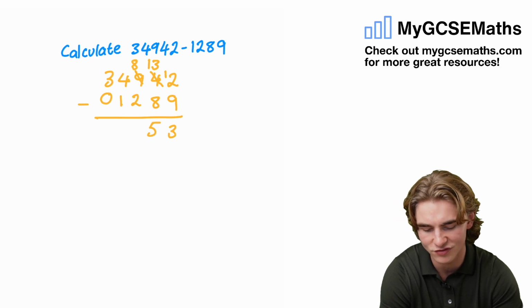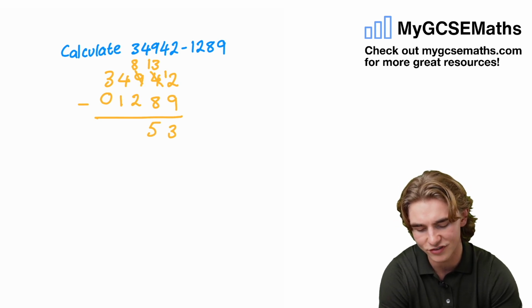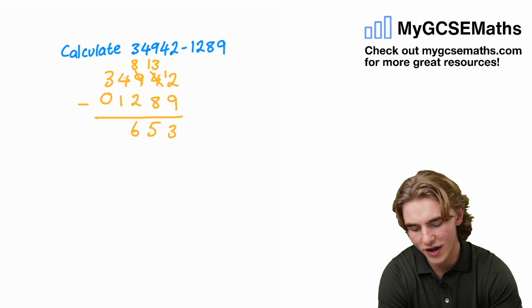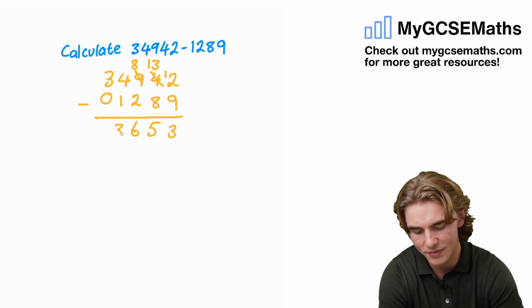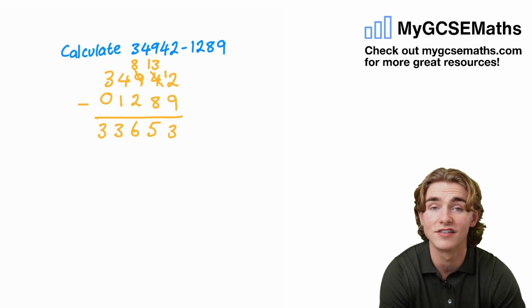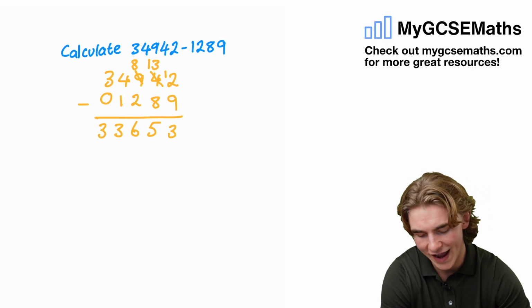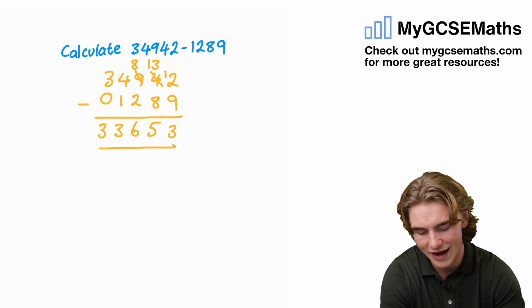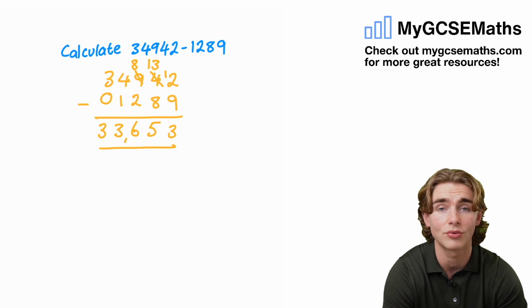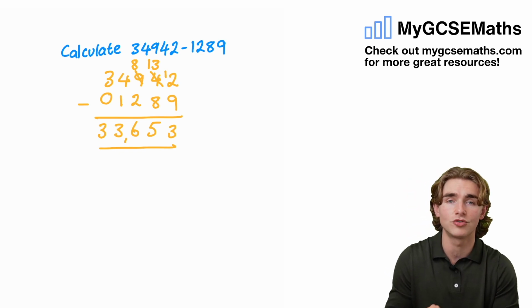A little bit nicer, this next one, 8 subtract 2, we can do that straight away. That's going to be 6. Then we're going to have 4 subtract 1, that is going to be 3. And finally, 3 subtract 0, guys, that is going to be 3 as well. So we actually have our answer now. It's going to be 33,653. So that is how we do column subtraction.